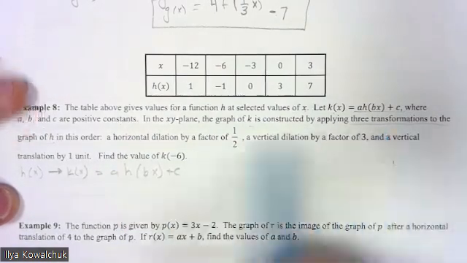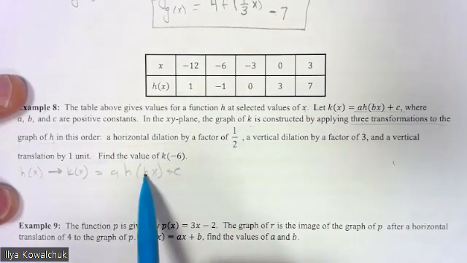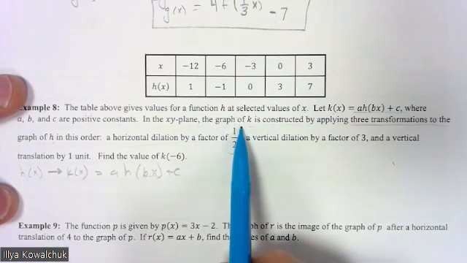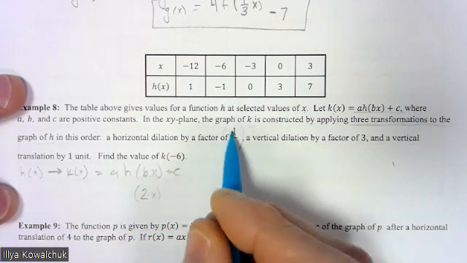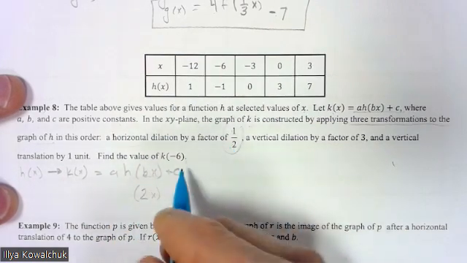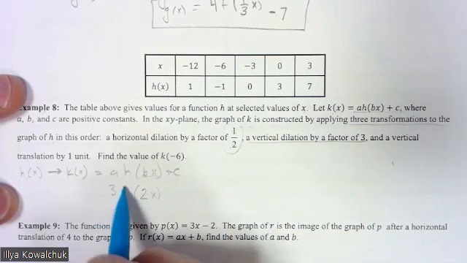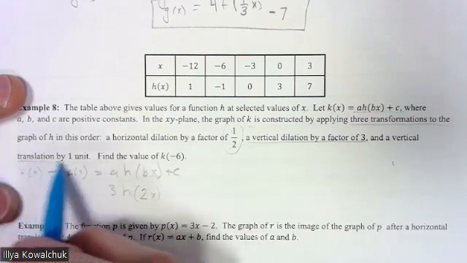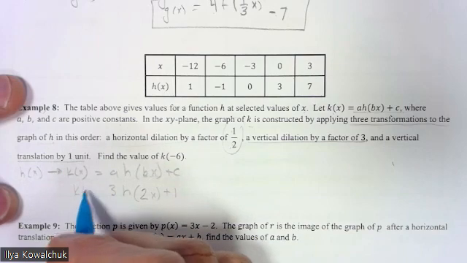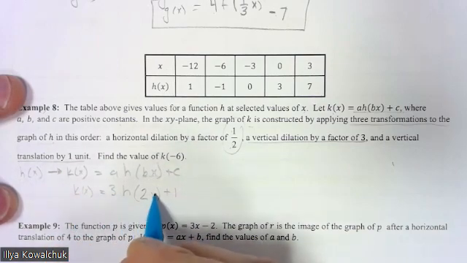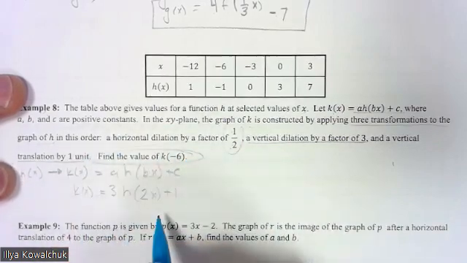Okay? Now, we have a horizontal dilation by a factor of 1/2. That's going to be our b value, which is our horizontal dilation inside the parentheses. And we take the opposite of that, so that's going to be 2x. Right? We flip it over. We don't divide, we multiply. A vertical dilation by a factor of 3. That's outside here, so we have 3h. And a vertical translation by 1 unit, plus 1. So k of x is equal to 3h of 2x, plus 1. Find the value of k of -6.